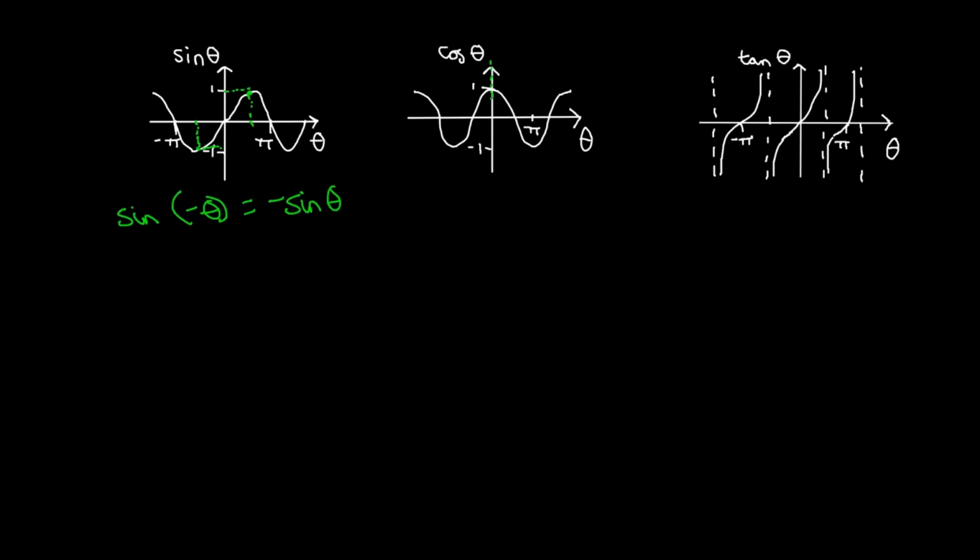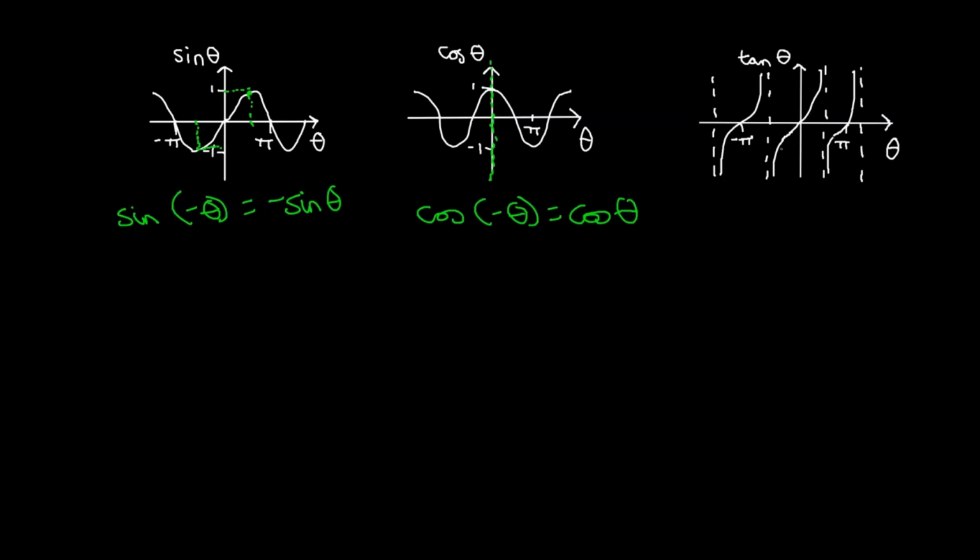Moving on to the cosine, this vertical axis is a perfect line of symmetry. If you swap these sides over, everything is the same. So this one is very easy to understand. The cosine of negative theta is equal to cosine of theta. Very nice.